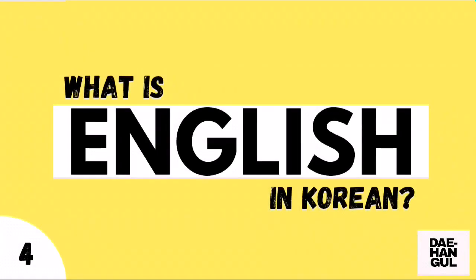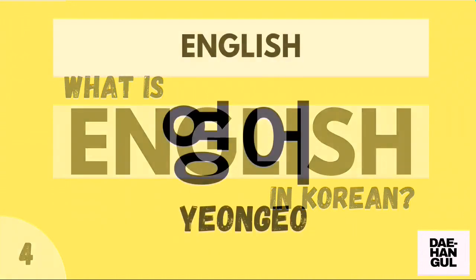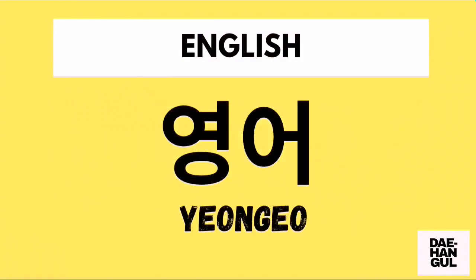What is English in Korean? The Korean term for English is 영어. Again, it's 영어. This is pronounced as a two-syllable word. The first syllable is 영, the second syllable is 어. Pronounce it with me. 영어.